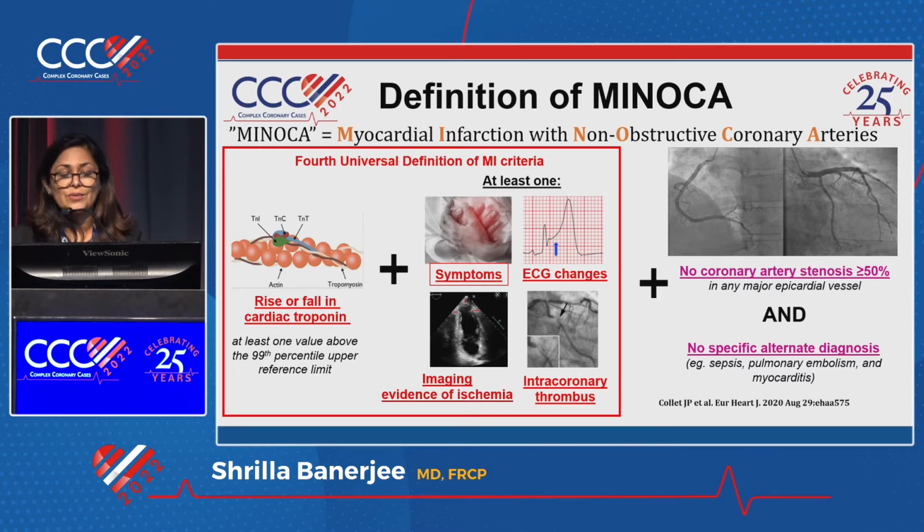fourth universal definition of MI criteria, so a rise or fall of cardiac troponin associated with cardiac-sounding chest pain, ECG changes, and some imaging modality showing ischemia. In addition, no evidence of any significant coronary artery stenosis more than 50% in any major epicardial vessel, and also the exclusion of other alternate diagnoses that can cause a similar presentation, such as sepsis, pulmonary embolism, and myocarditis.